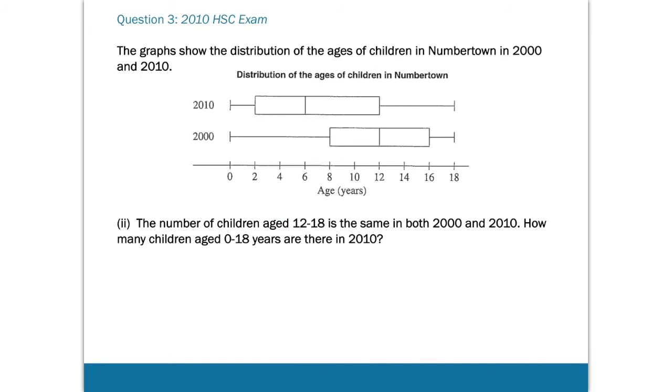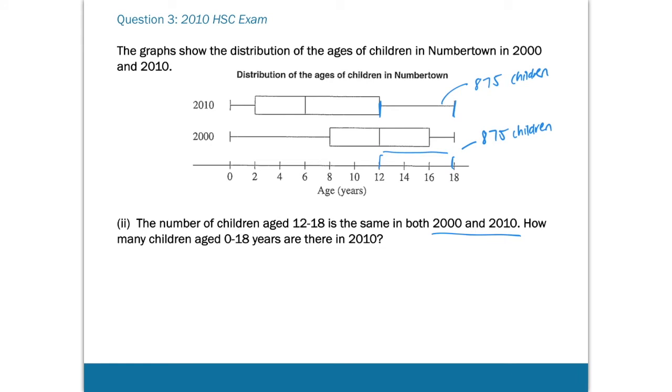The number of children aged 12 to 18 is the same in both 2000 and 2010. How many children aged 0 to 18 years are there in 2010? Okay, so from our previous question, we know that here and here represents 875 children. And it's the same for here to here. This is also representative of 875 children.